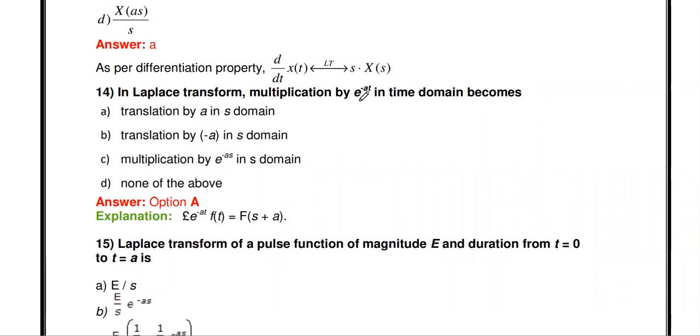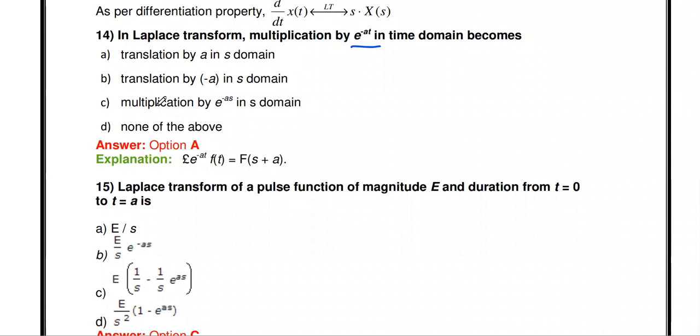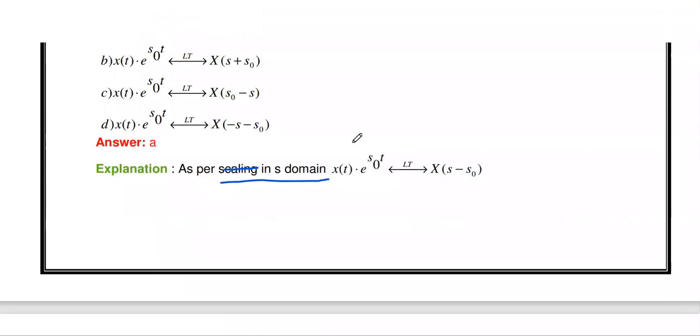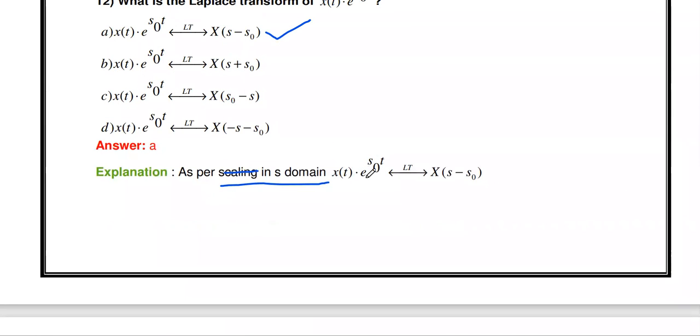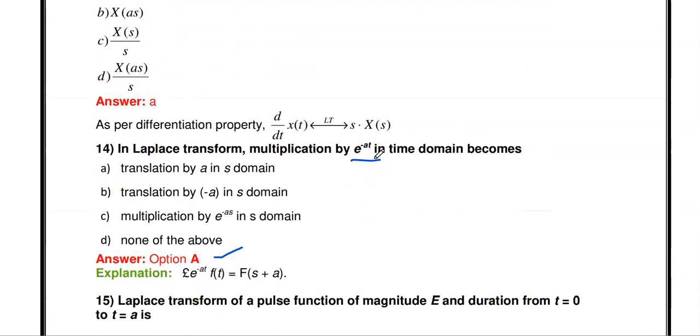In Laplace transform, the multiplication by e power minus at in time domain becomes translation by a in s domain, translation by minus a in s domain, translation by e power minus as in s domain, or none of the above. So a translation by a in s domain. Okay, so this is the property: any signal multiplied with e power s naught t means the answer is X of s minus s naught. Similarly, in the place of s naught, if it is a or minus a, it means translation by a in the s domain.